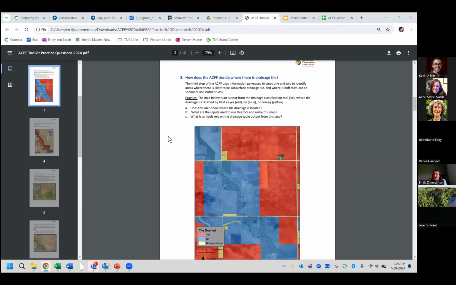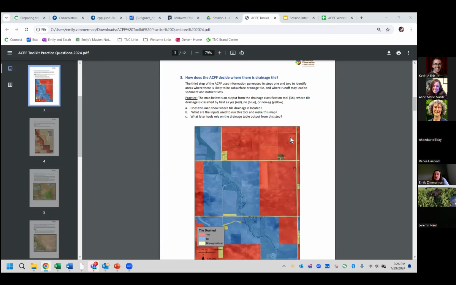And understanding that can inform practices like bioreactors, like saturated buffers, like wetlands. We really want to think about how we can maximize the use of those practices in fields that are tile drained. And so some of those practices like bioreactors, ACPF is only going to identify opportunities for bioreactors in fields that are tile drained. So having that tile drainage understanding is really, really critical.